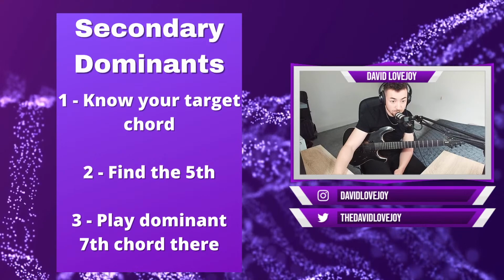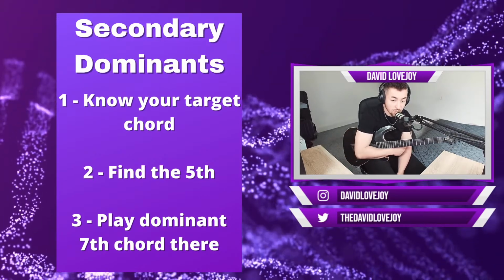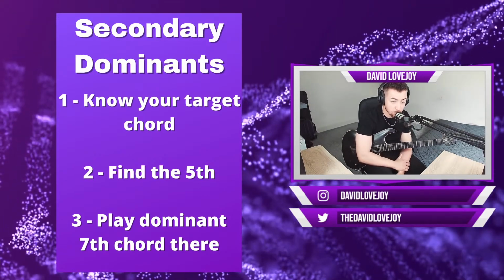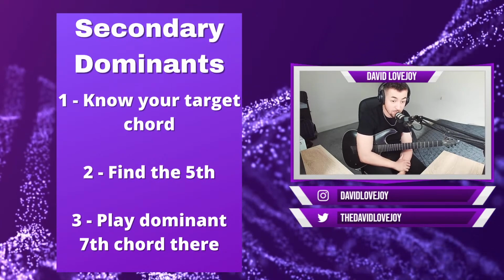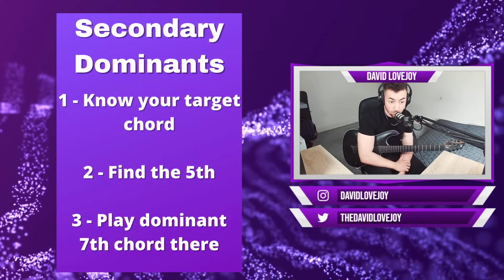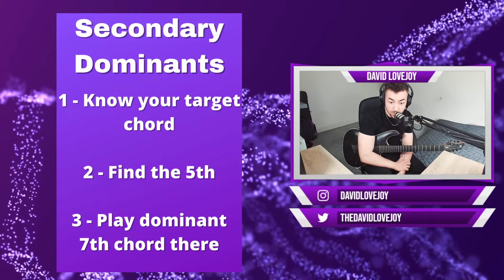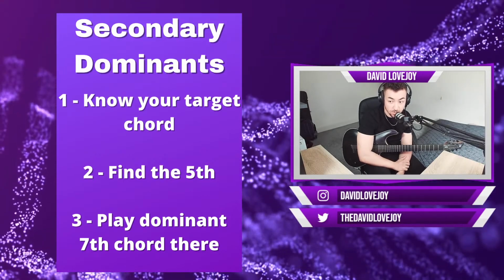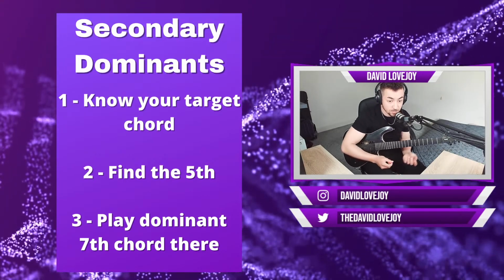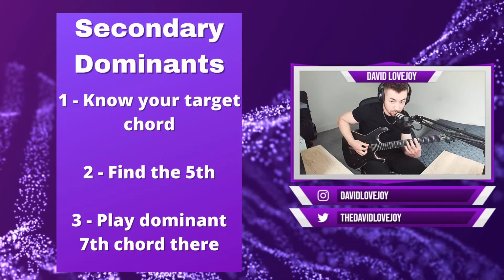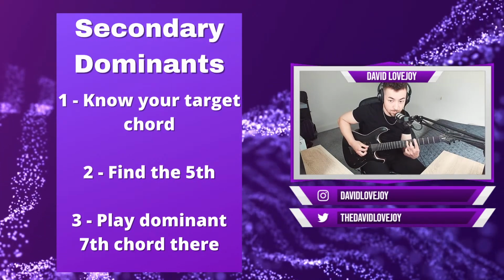Okay, so first of all, you want to know your target chord. You want to know the chord that you're headed to. So for example, let's say we're heading to A minor. What we've got to do then is find the 5th. So the 5th is whatever a 5th above A is. To find a 5th, you could play your power chord shape, 2 frets higher, a string higher.